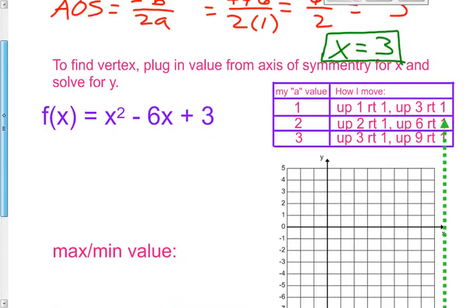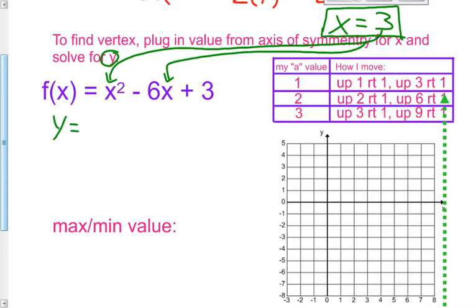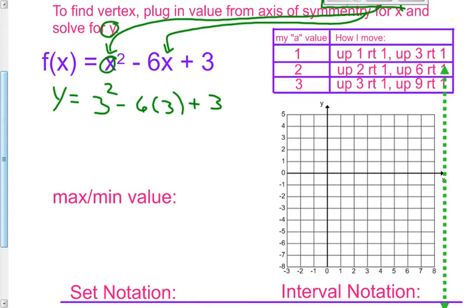All right, you found the axis of symmetry. Now let's find the vertex. To find the vertex, you put in the axis of symmetry, which is 3, into the x values. So you're going to put that in for here, and then you're going to find your corresponding y value. So f of x, which is another way of saying y. Y equals x squared, which x is now the number 3. 3 squared minus 6 times 3 plus 3. Evaluate this and you will get the vertex because you're going to get that y value. So 3 squared, 9, minus 18, plus 3. 9 minus 18 is a negative 9. A negative 9 plus 3, y equals a negative 6.